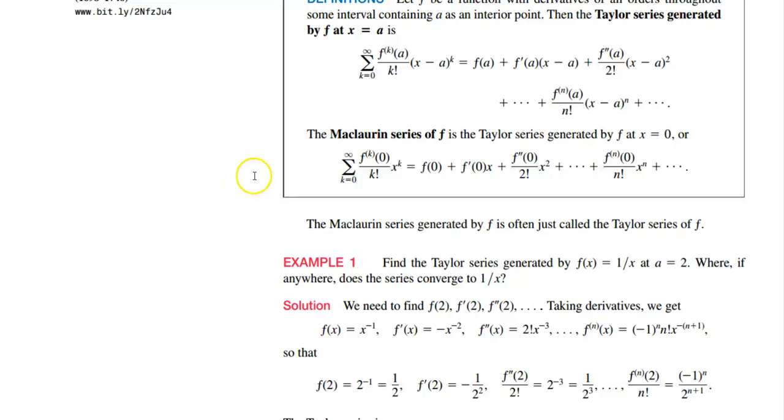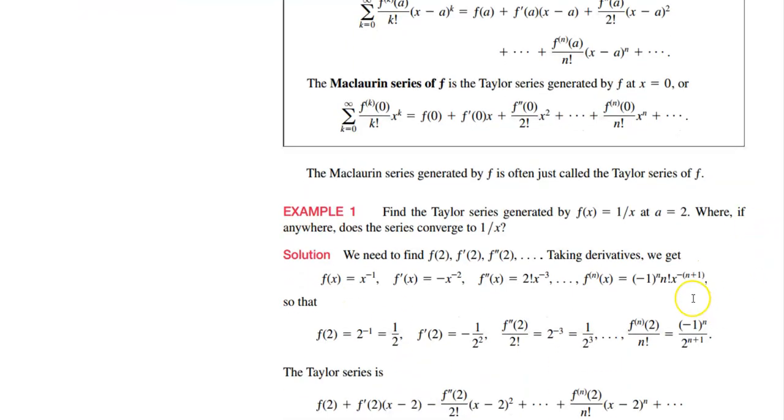Right? The nth derivative of f is negative 1 to the nth power times n factorial times x to the negative n minus 1 power. So f of 2 is 2 to the negative first power, which is 1/2. Right? f prime of 2 is negative 1 over 2 squared. f double prime of 2 over 2 factorial is 2 to the negative third power, which is 1 over 2 cubed, and so on and so forth. The nth derivative of f at 2 over n factorial equals negative 1 to the nth power over 2 to the n plus 1 power.